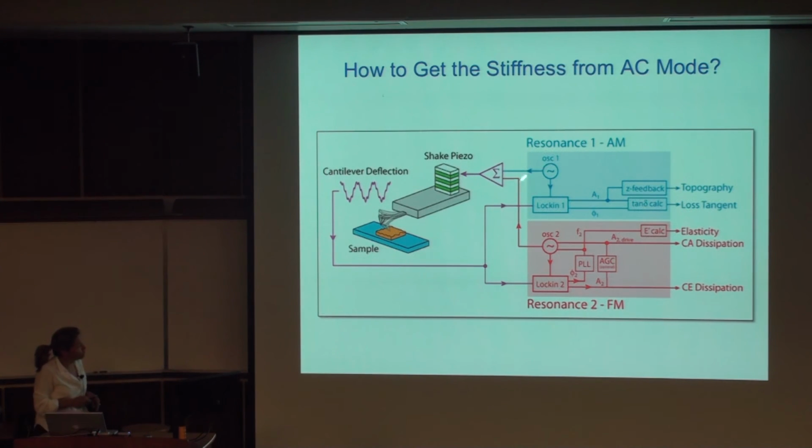That's what we again do here, where we apply a second mode of the oscillating. So we apply a second oscillating signal to the cantilever, and we look at the phase and the amplitude. We apply a feedback on the phase of the second mode, and from there we can calculate the elasticity.